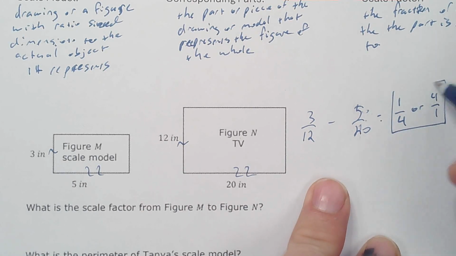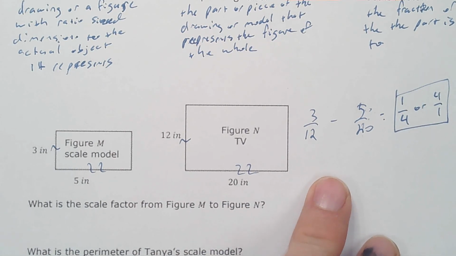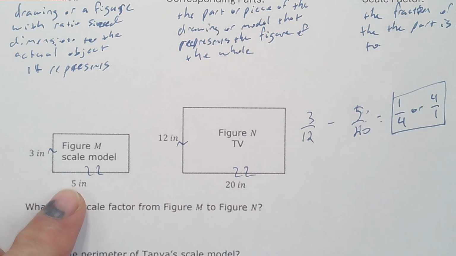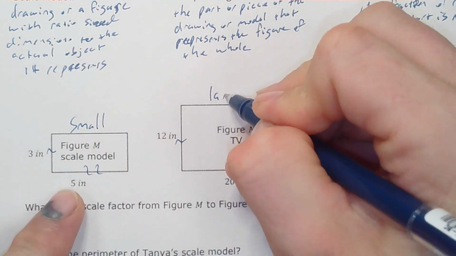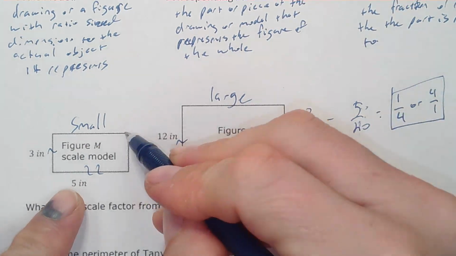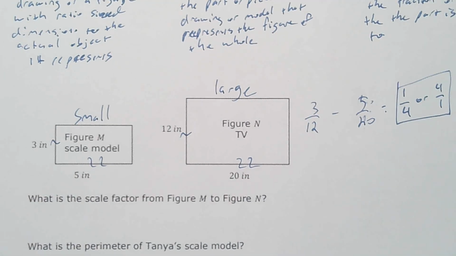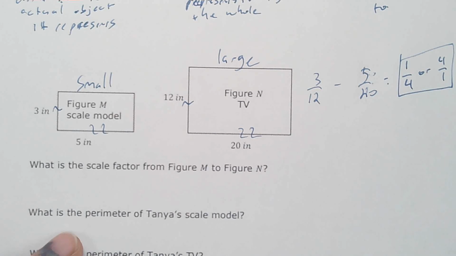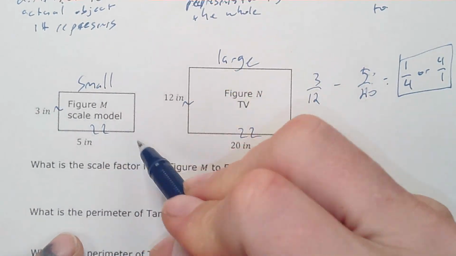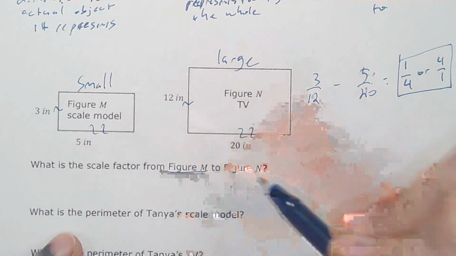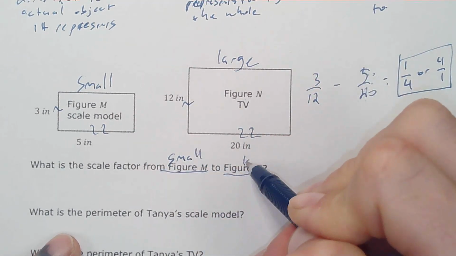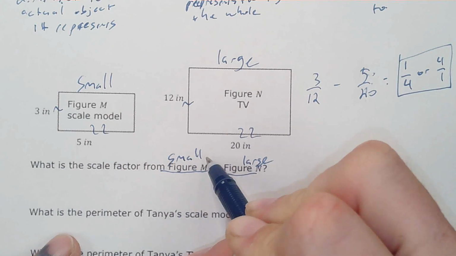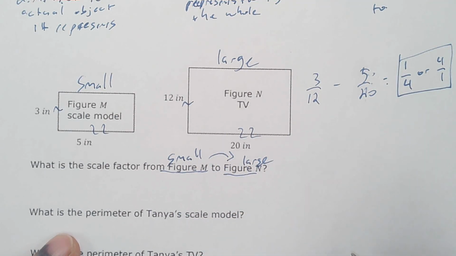So how do I use this ratio? Well, it depends on whether I'm growing. This is my small figure. This is my large figure. Am I going to grow it or am I going to shrink it, depending on which way I'm going? What's the scale factor going from my small figure M to my large figure N? So I'm going from small to large, so I'm going to grow it.